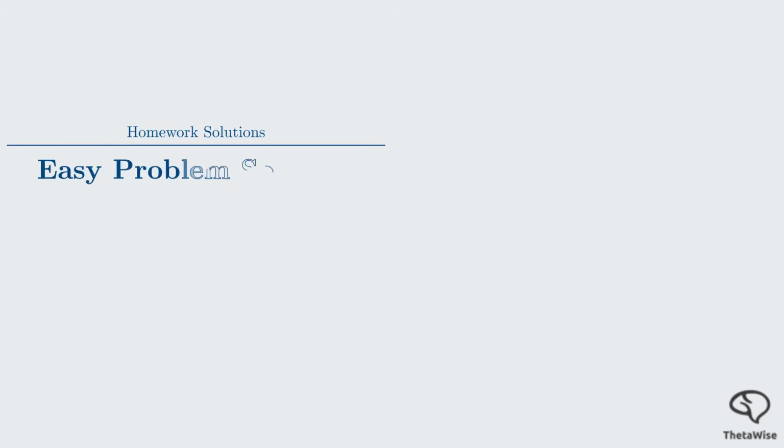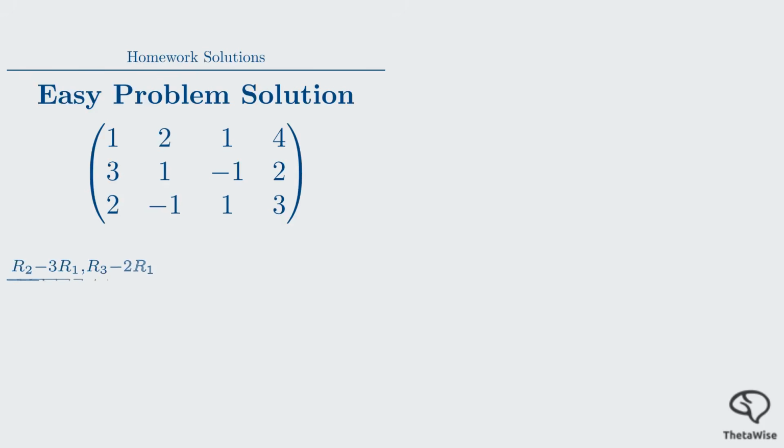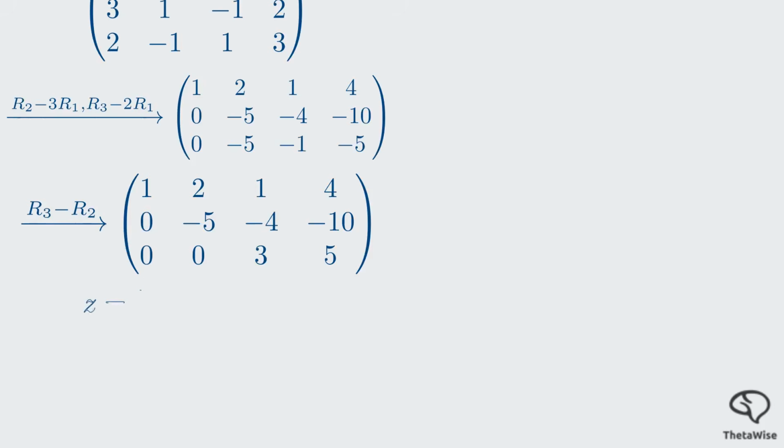Let us look at the solution for the easy problem first. We represent the system as an augmented matrix. After performing R2 - 3R1 and R3 - 2R1, we get this matrix. Subtracting R2 from R3 gives us the row echelon form. Through back substitution, we find z is 5 over 3, y is 2/3, and x is 1.